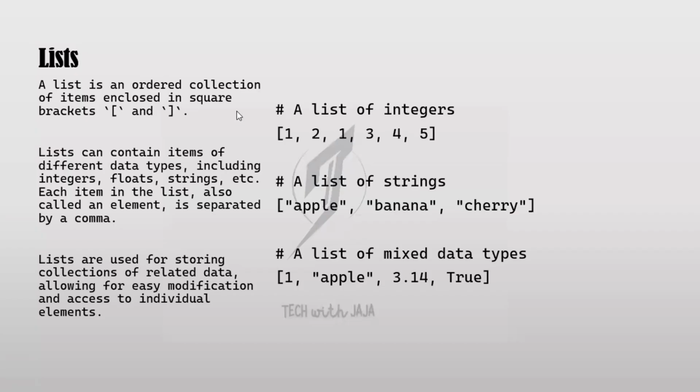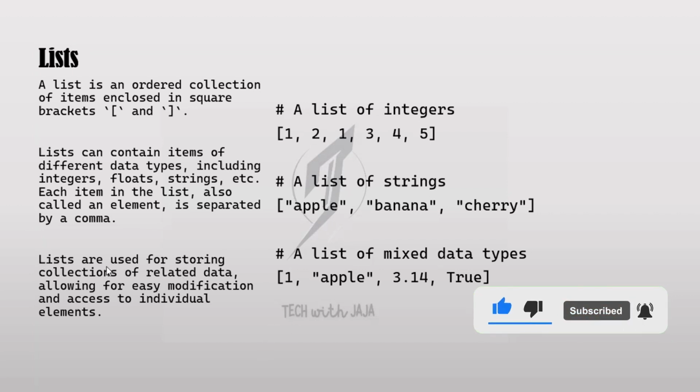So the next are lists. Lists, just like you know lists. A list is an ordered collection of items which are enclosed, in this case, in square brackets. So lists can contain items of different types of data, including integers, floats, strings, etc. Each item in the list is called an element and is separated by a comma. So please note, the elements or the characters or the data in each structure are actually called elements.